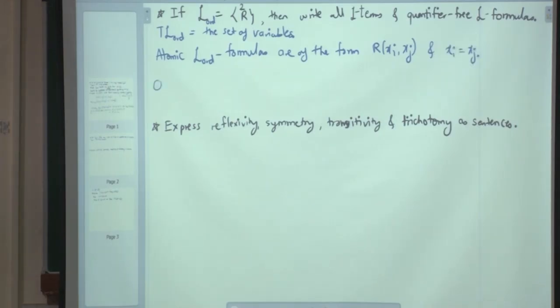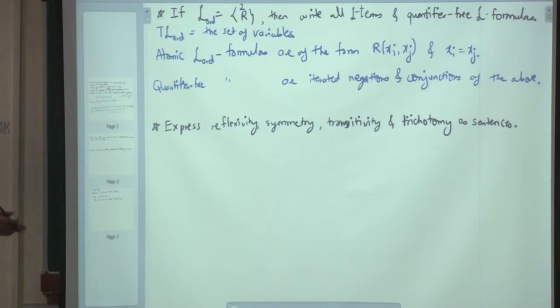And what are quantifier free formulas? Iterated negations and conjunctions of the above. So you can't really express much. If you are working in natural numbers with respect to the order relation, you can just say that one number is less than another, or it is equal, or it is not the case that this happens, and maybe two of them happen simultaneously. But sentences give us a lot of power. Once we start using quantifiers, we can express a lot of complicated things.